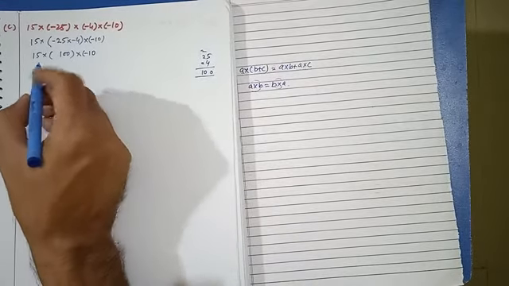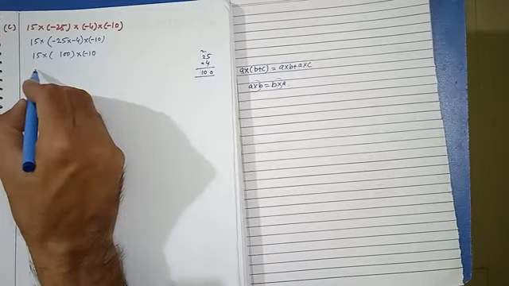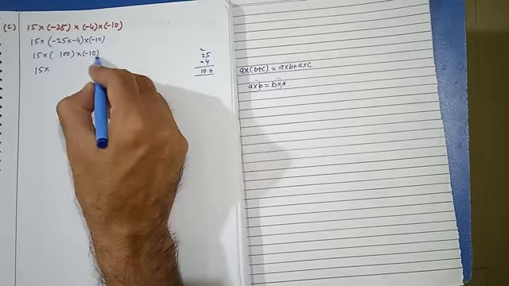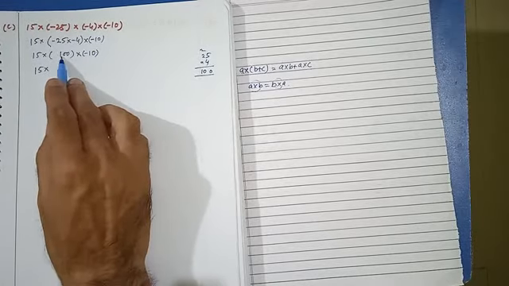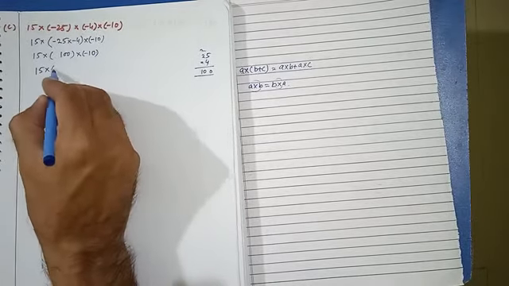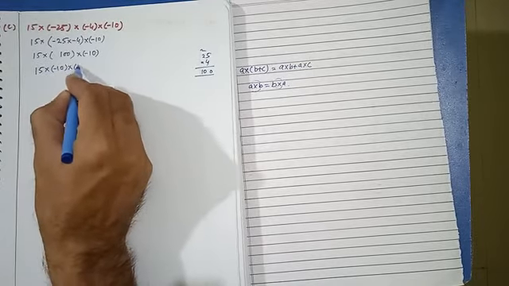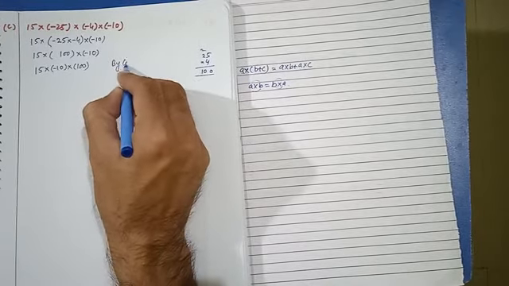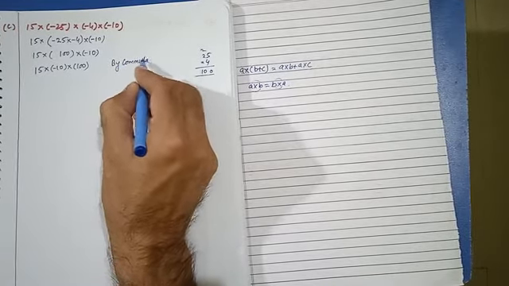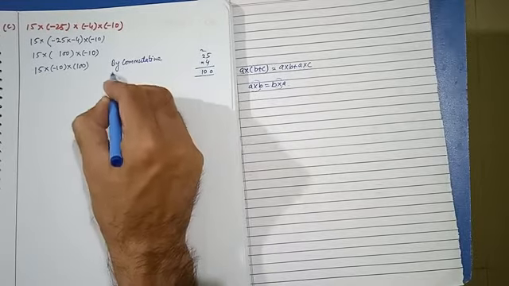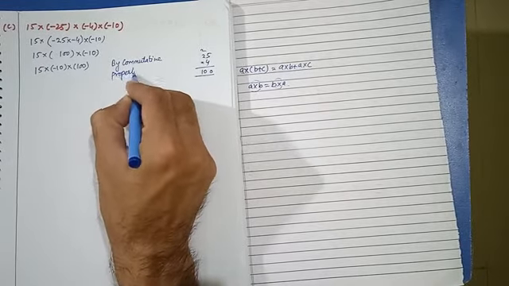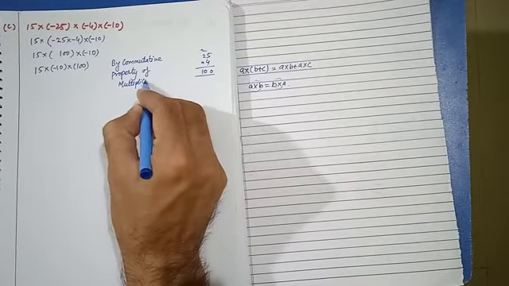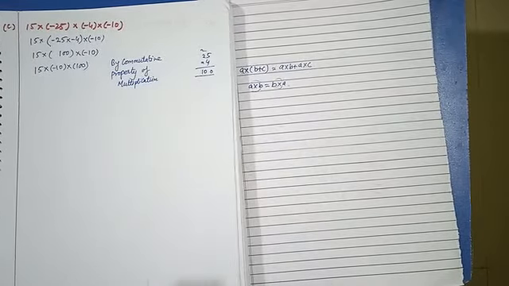Okay. Now what can you do further? Now you can change the order using the commutative property of multiplication. So 100 into minus 10 can be written as minus 10 into 100. You can write it. What have we used here? By the commutative property of multiplication. Is that clear to you?